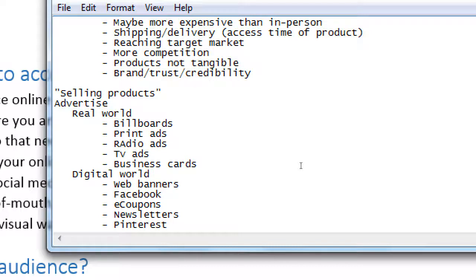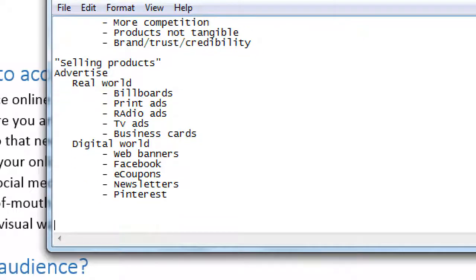So the point of this is still on the first question. What do you want to accomplish online? It's not just saying, I'm going to sell products. You also have to think about, well, what do I need? What would I have needed to do in the real world to succeed in my business? And what are the digital analogs for that when I get into the web? So there's the real world versus the digital world.